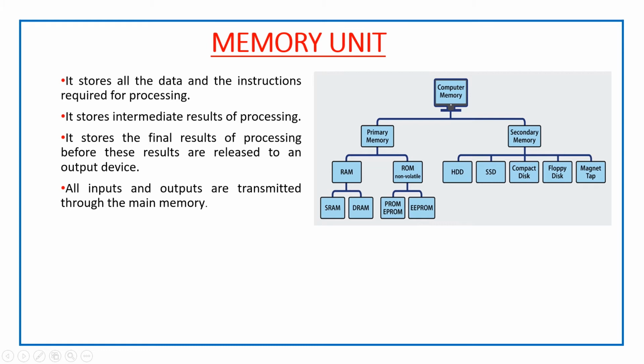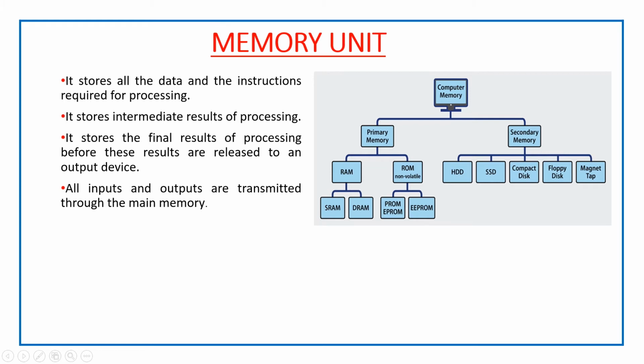Number 3, it stores the final result of processing. It stores the intermediate results as well as the final result of processing before these results are released to an output device. The fourth point is that all inputs and outputs are transmitted through the main memory.